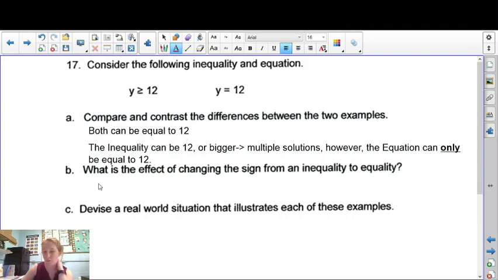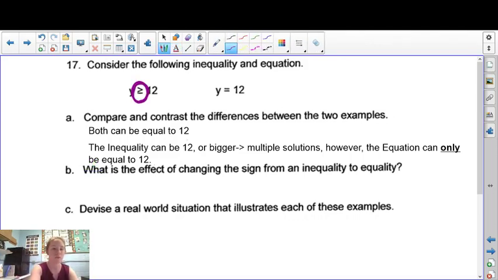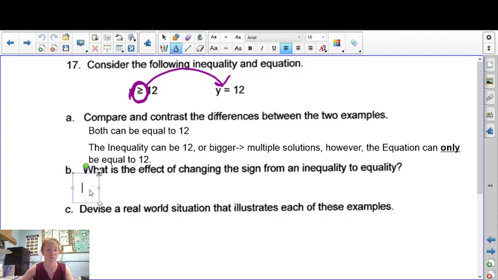What is the effect of changing the sign from an inequality to an equation? So if I already have the inequality, so let's talk about that. Inequality is this guy. If I already have him and I'm going backwards, do you think that's going to limit, or is it going to expand my possible solutions? Good, it's going to limit it. It's going to limit the amount of solutions possible.